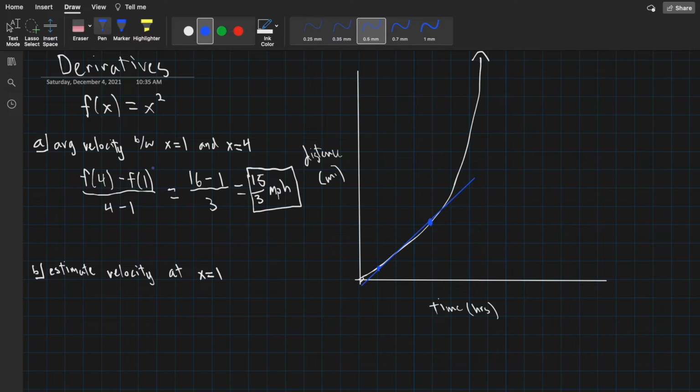So maybe we could figure out an average velocity over a more helpful interval. So let's say we were at rest between x equals 1 and x equals 1.5. Then maybe we can take the average speed in that interval to give us a better estimate. So let's try a smaller interval.